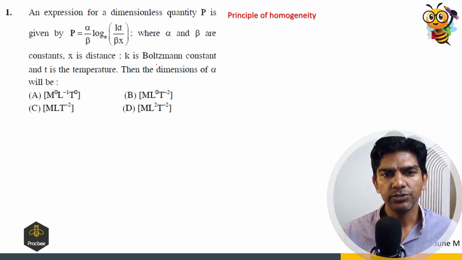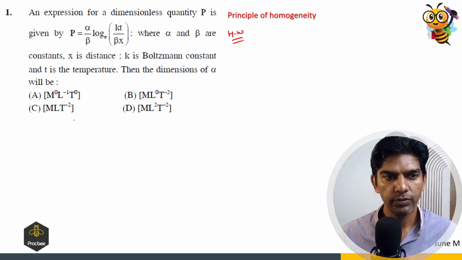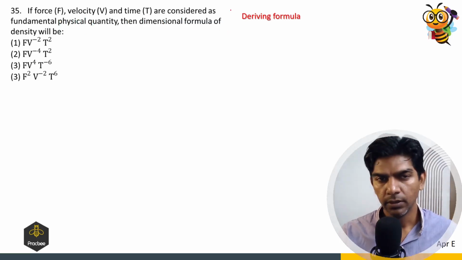Right, this is based on the same concept. I'm keeping this as homework. You can try this on your own, and the answer for this will be C, right? Similar question, and the answer for this will be D. So I'm keeping these two questions as homework.